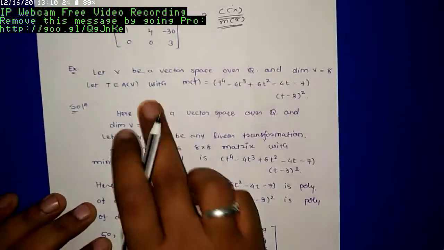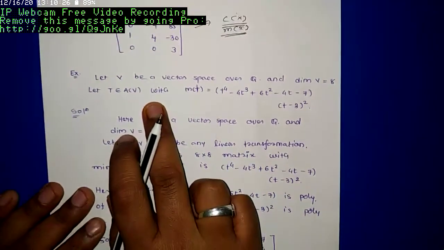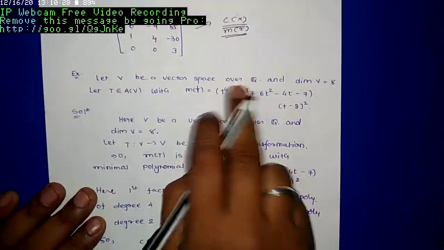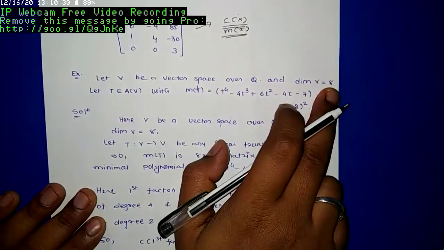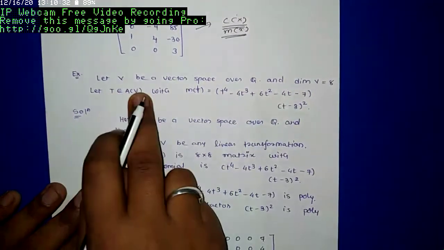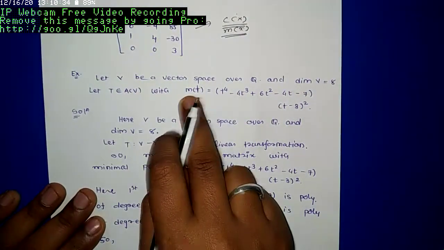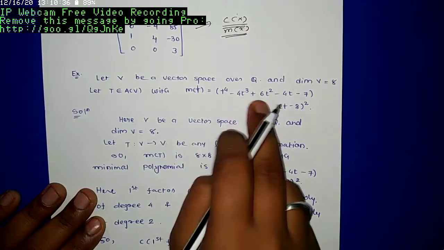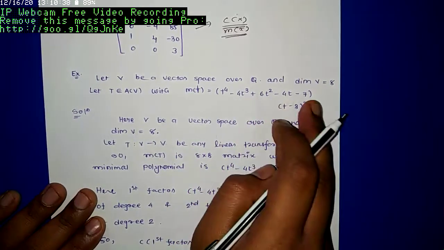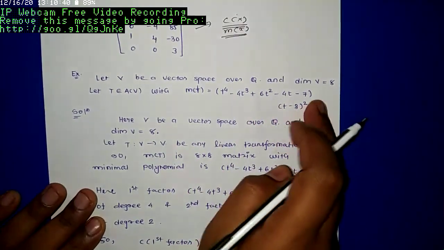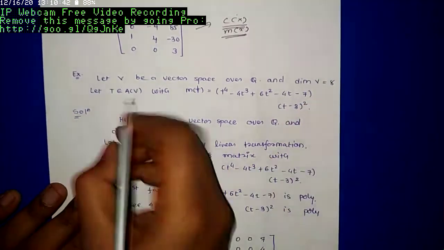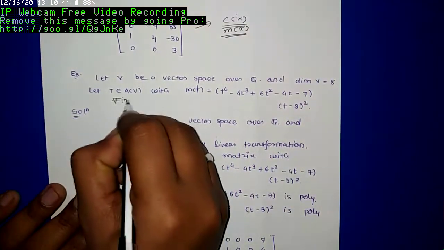Here your example is like this. Let V be any vector space over Q, and the dimension of V is equal to 8. T belongs to A(V), and your minimal polynomial is t raised to 4 minus 4t cube plus 6t square minus 4t minus 7, into t minus 3 square. And for that you have to find the possible RCF.